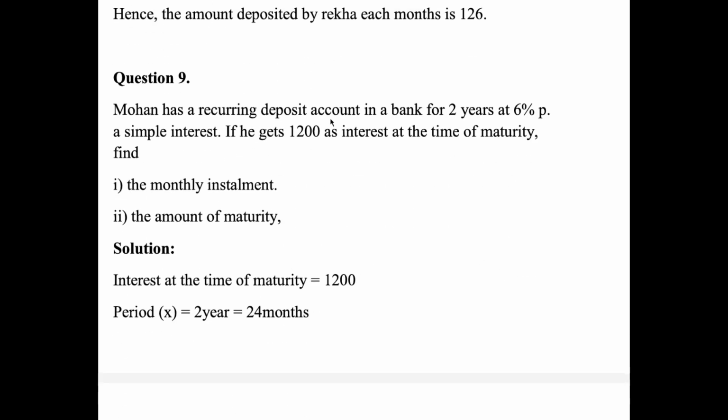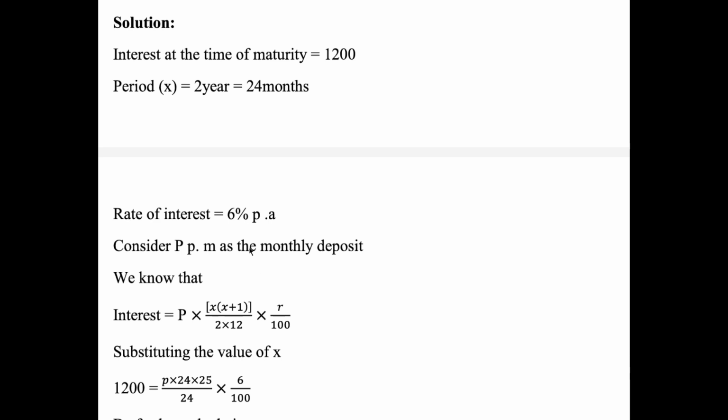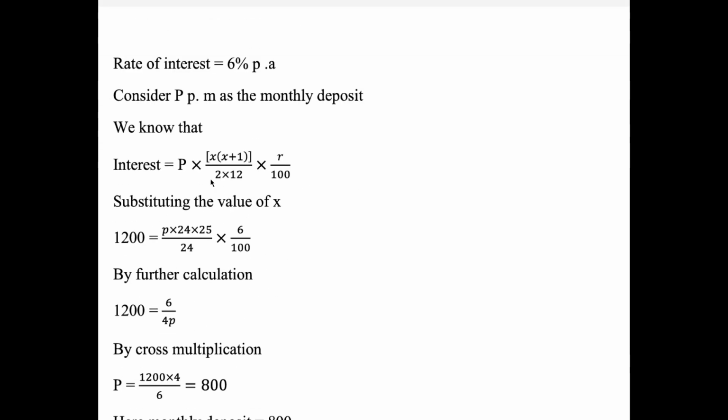Mohan has a recurring deposit account in the bank for 2 years at 6% per annum simple interest. If he gets rupees 1200 as interest at the time of maturity, same types of sum, monthly installment I have to calculate and amount of maturity I have to calculate. The period is 2 years, that is 24 months, rate of interest 6%. So P is not given over there.